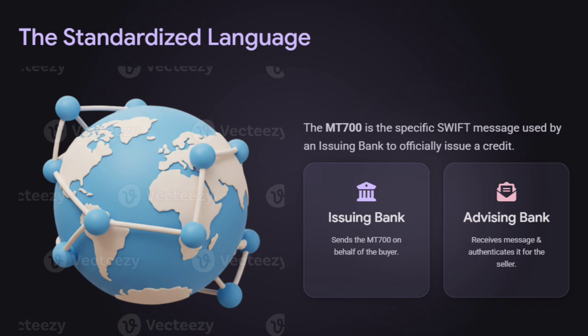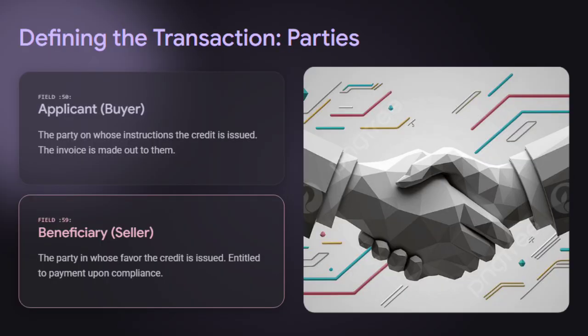So, how does this promise travel securely from a buyer's bank in, say, New York to a seller's bank in Shanghai? Well, that's where the Swift MT700 comes into play. It is the specific, standardized message format that banks use on the secure Swift network to communicate all the details of a new documentary credit.